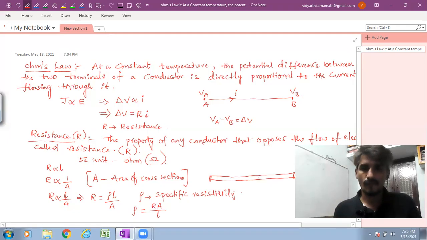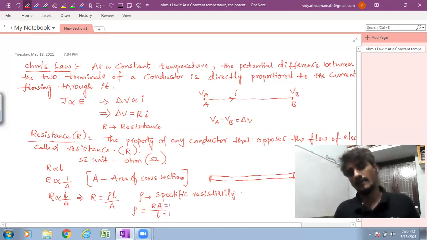One more physical quantity can be defined, that is specific resistivity, and it is defined as the resistance offered by unit length and unit cross-sectional area. Do you understand? Right?